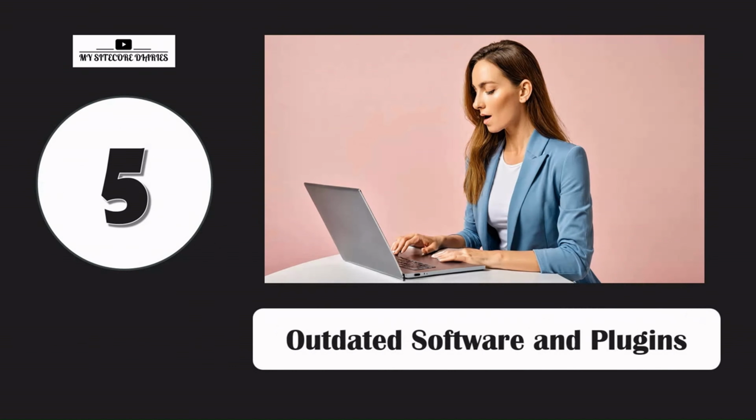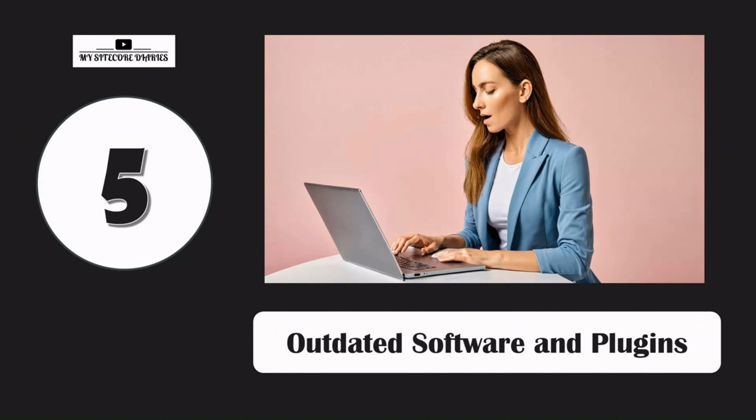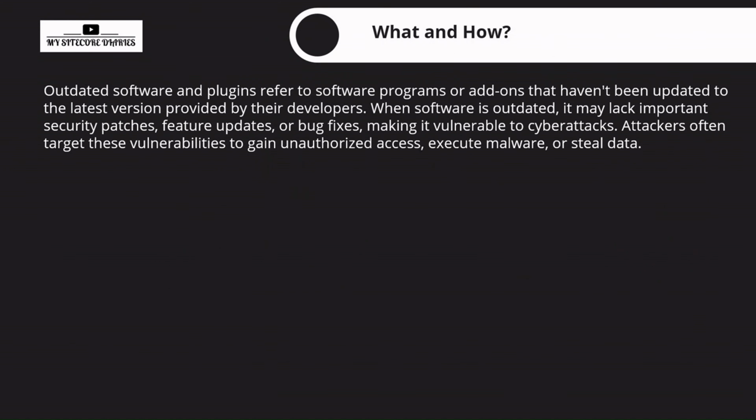Now the fifth one is outdated software and plugins. Outdated software and plugins refer to software programs or add-ons that haven't been updated to the latest version provided by their developers. So we must make sure that every time you install any software, it gets updated, like your Sitecore version is also getting updated. This happens when patches are released which are not applied on your software.